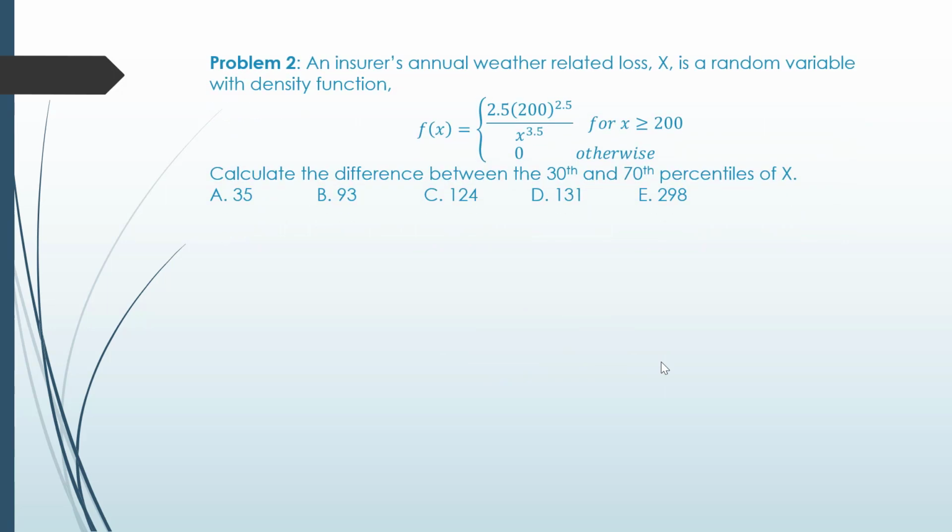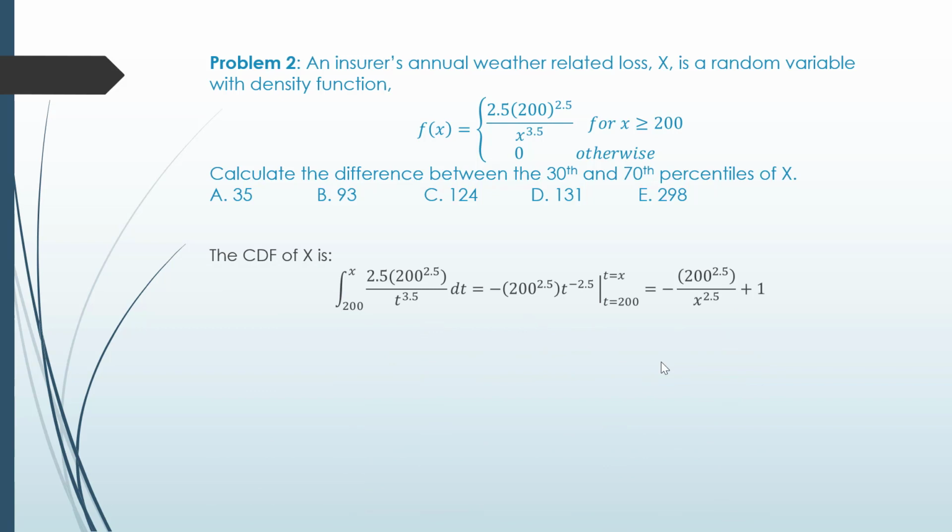Problem number 2, an insurer's annual weather-related loss, x, is a random variable with density function. Calculate the difference between the 30th and the 70th percentiles of x. So to find the 30th percentile of x, remember the 30th percentile is basically the point that separates the lowest 30% and the highest 70%.